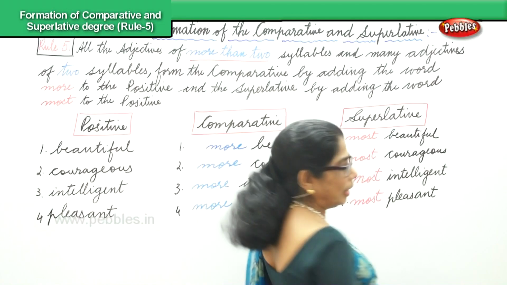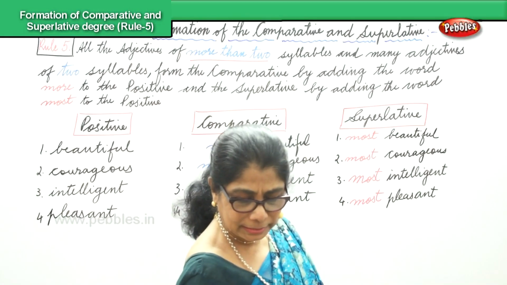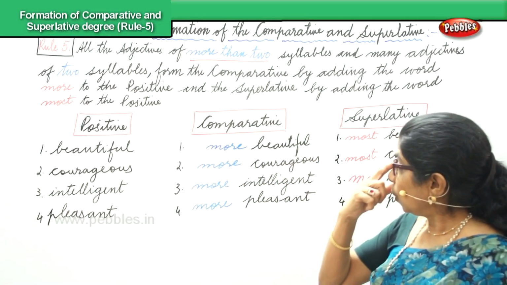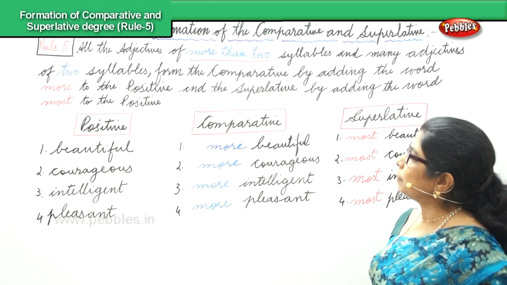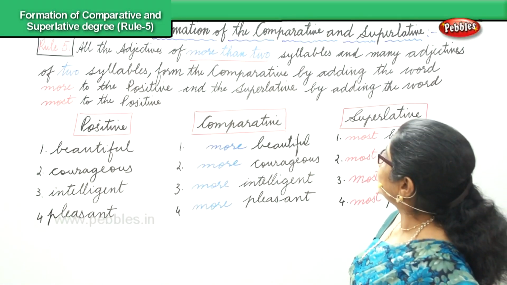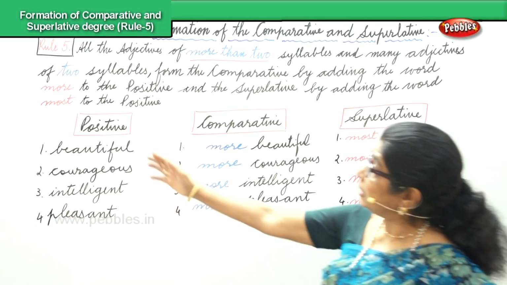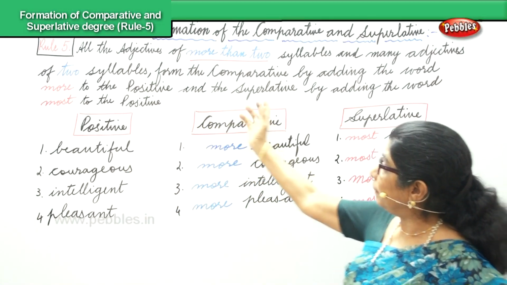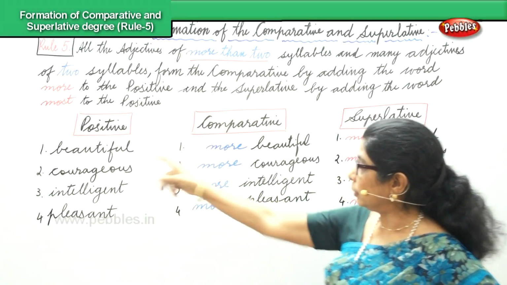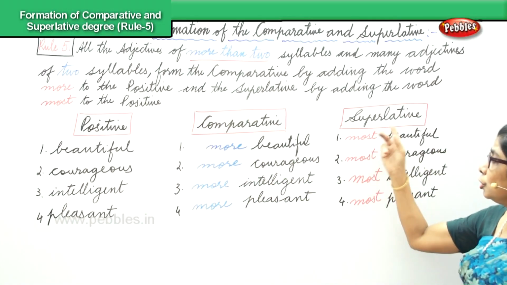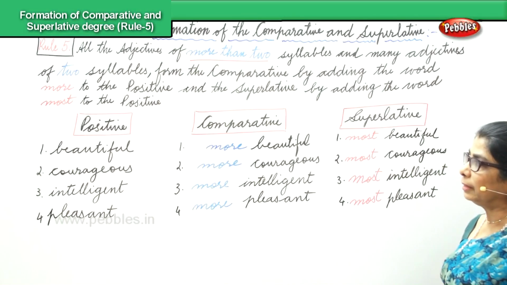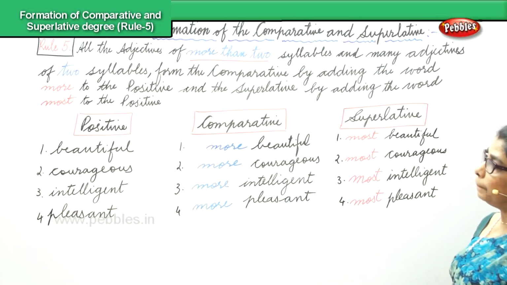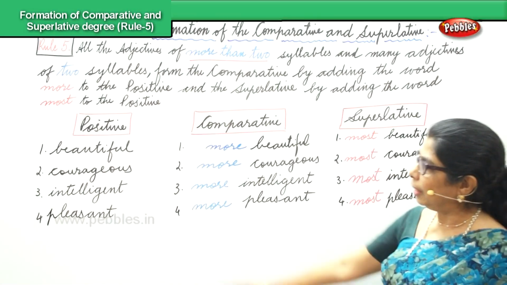So the rule number 5 says all adjectives of more than 2 syllables and many adjectives of 2 syllables form the comparative by adding more to the positive, and most to form the superlative. Now let's look at it.